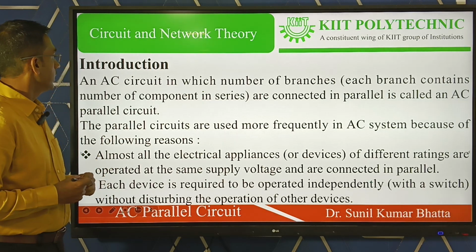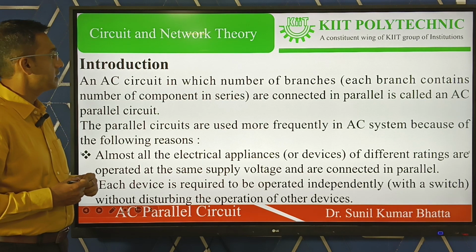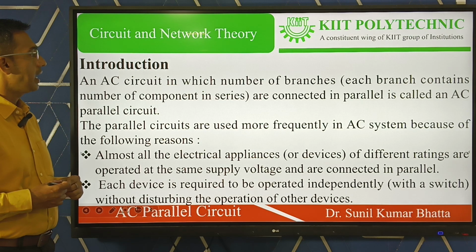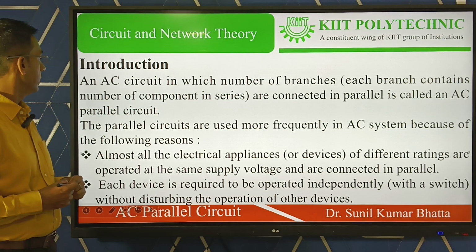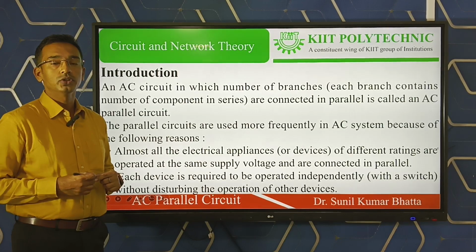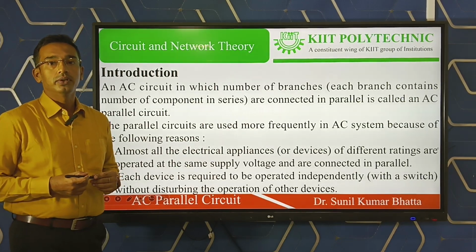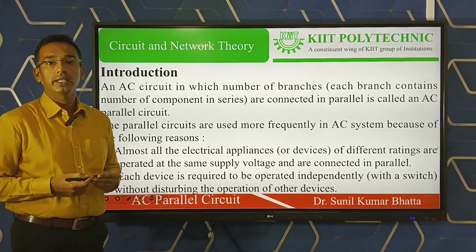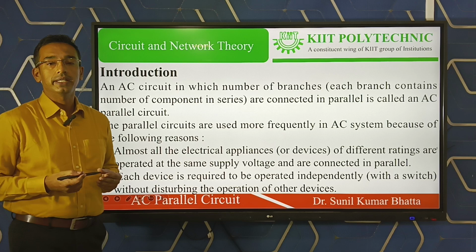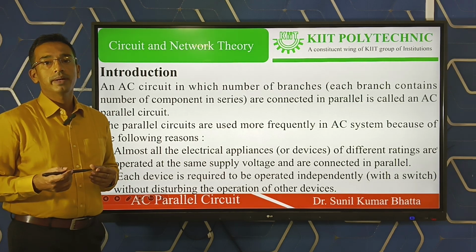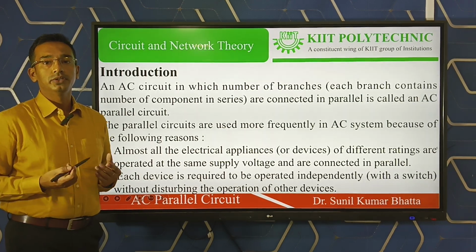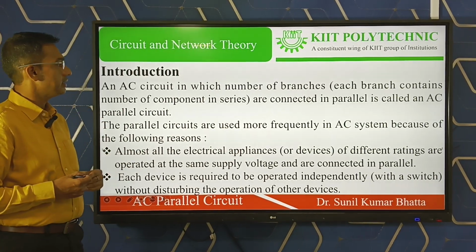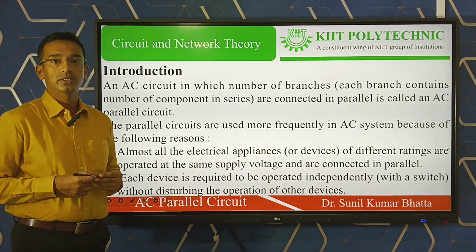First point: an AC circuit in which there are a number of branches, each branch containing a number of components connected in series, and the branches are connected in parallel, is called an AC parallel circuit. There may be one branch, two branches, three branches, four branches. The components in each branch are connected in series, and all the branches are finally connected in parallel. Parallel circuits are more frequently used in AC systems.